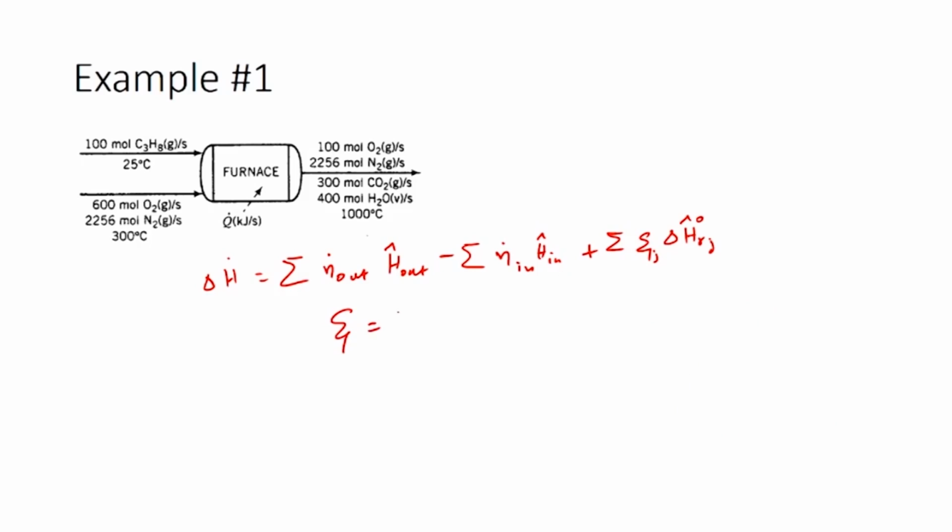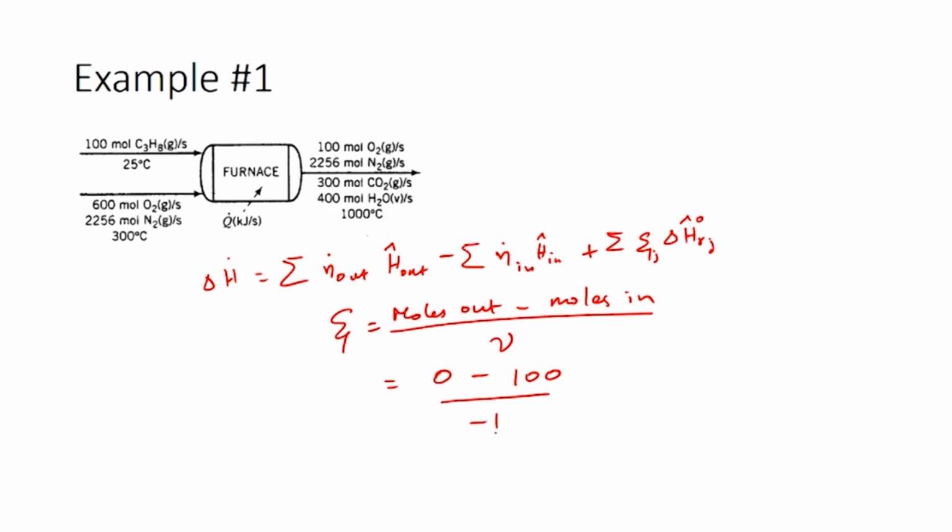The extent of reaction is calculated as moles out minus moles in, divided by the stoichiometric coefficient. Here, let us take propane as the reactant taking part in the reaction. Moles out is 0, moles in is 100, and the stoichiometric coefficient would be -1 because it is a reactant with a stoichiometric coefficient of 1. So, this means the extent of reaction is 100. So, 100 moles of the compound is getting reacted with this reaction.